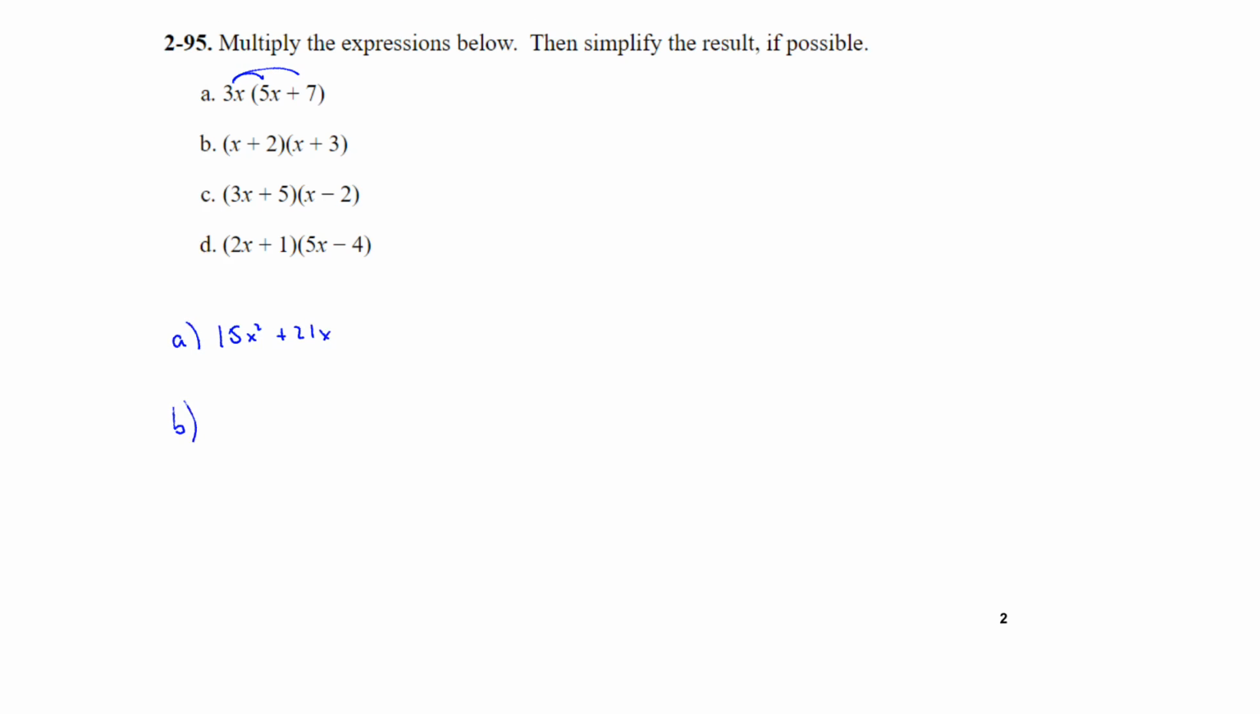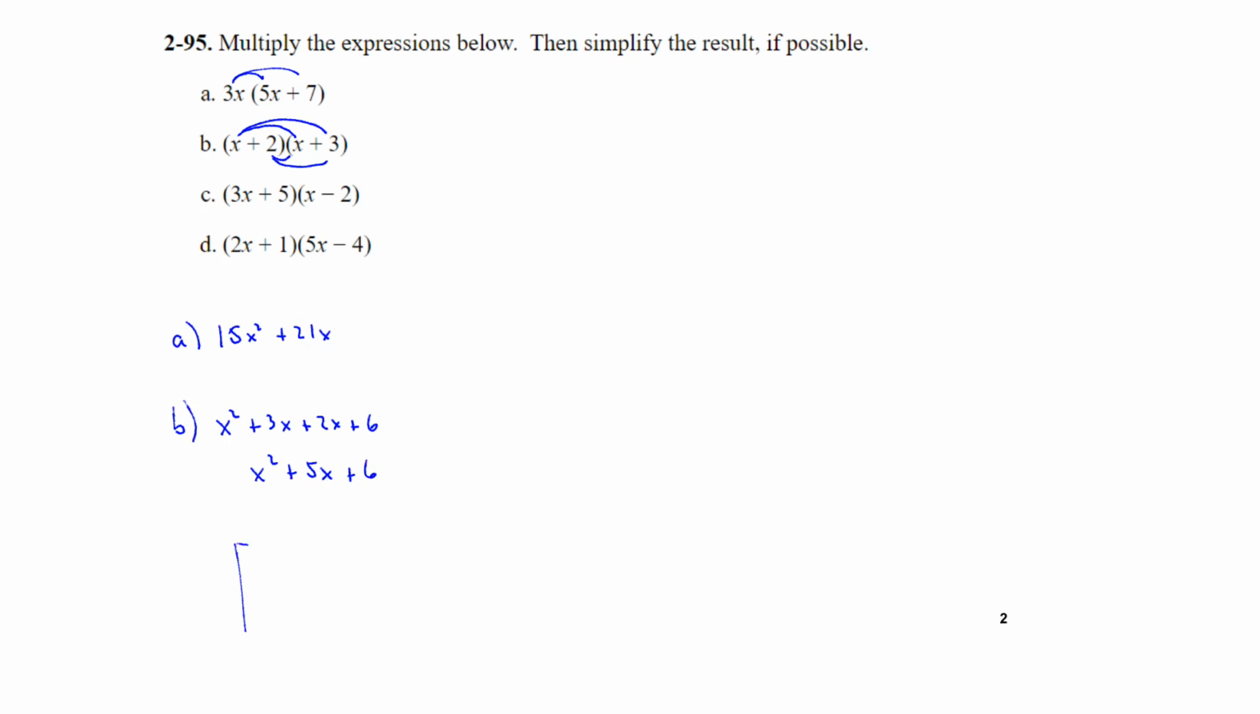On part B, we have a binomial times a binomial. You can use the distributive property, or you can use your generic rectangle. So x times x is x squared. x times 3 is 3x. And then we have 2 times x and 2 times 3. And then you can combine your 3x and your 2x to be 5x. So we got x squared plus 5x plus 6.